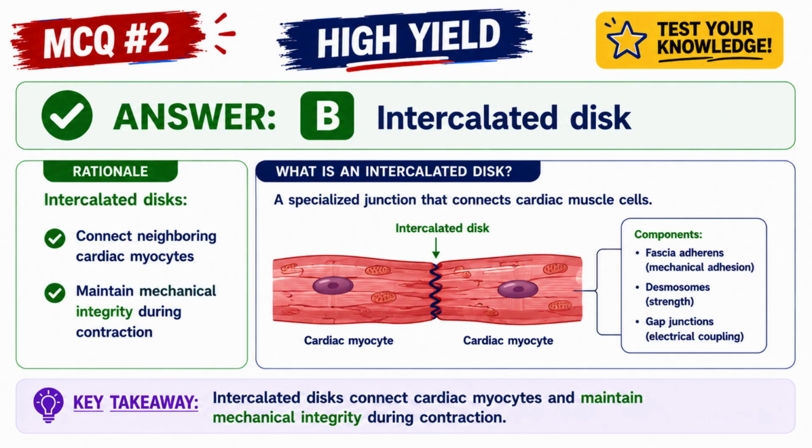Electrical junctions, gap junctions, also located within intercalated discs, allow direct electrical communication between adjacent cells. Ion current flows from cell to cell. The action potential propagates rapidly through the myocardium, allowing coordinated contraction. Mechanical cohesion and electrical coupling, both housed in the intercalated disc. This dual function makes the intercalated disc one of the most elegant structures in cardiovascular physiology.